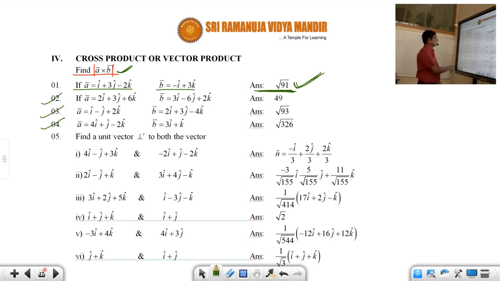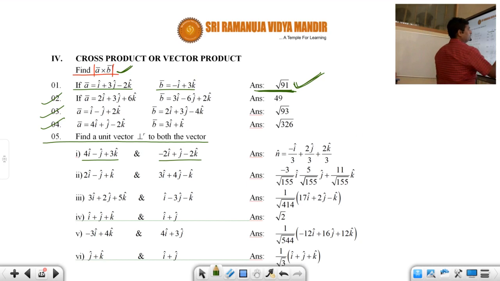Okay. So now fifth question is, in fifth question there are many parts, students, but the question is find a unit vector perpendicular to both the vectors. Okay, students. So here there are two vectors given in each part, and now you are asked to calculate that vector, not just vector but a unit vector perpendicular to both the vectors.